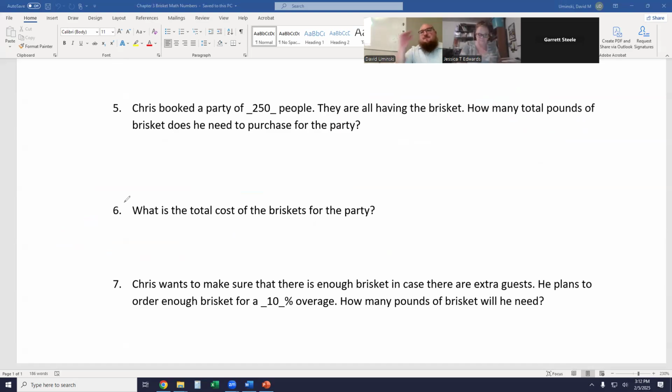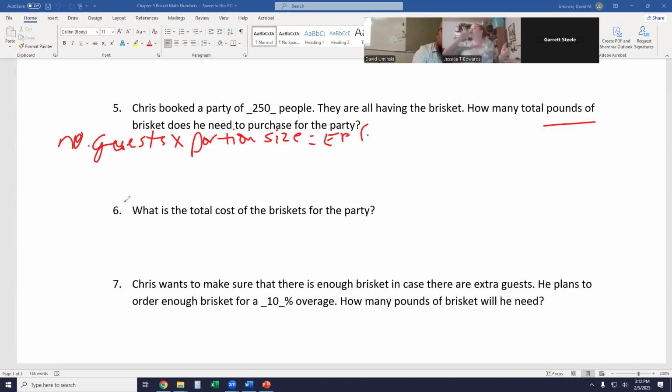Chris booked a party for 250 people. They're all having brisket. How many total pounds does he need to purchase? Okay, so I'm going to take the number of guests times the portion size, which will give me my edible portion in ounces. But my question is, how many pounds does he need to purchase? So I need to divide by my yield factor percentage.